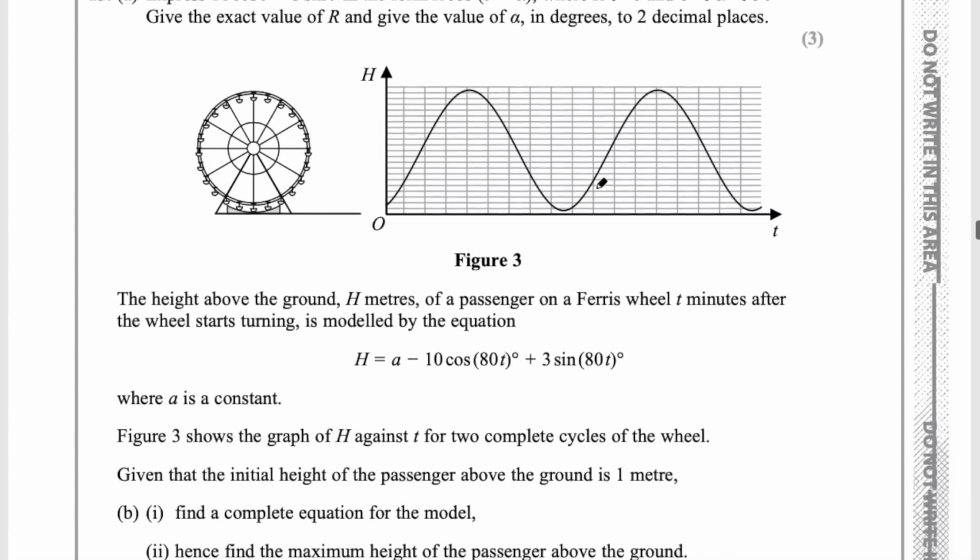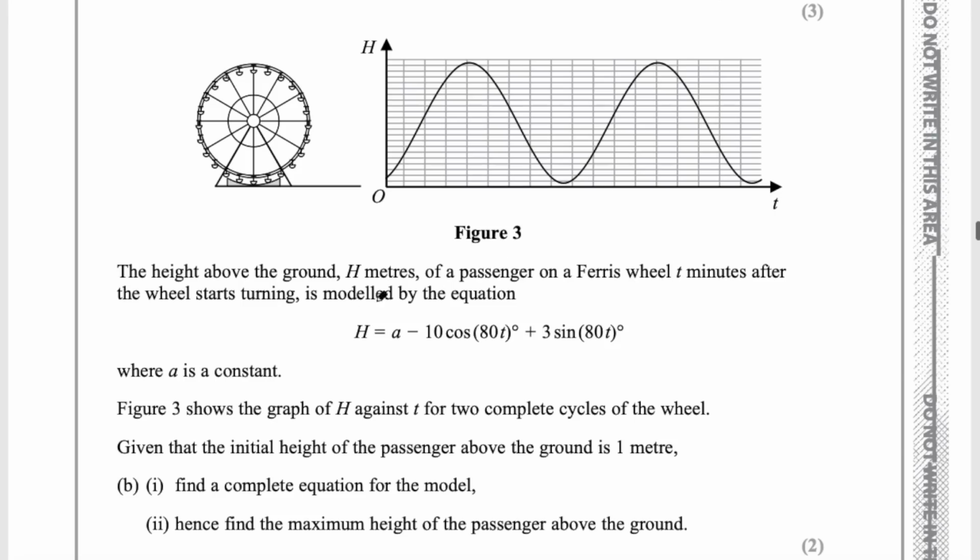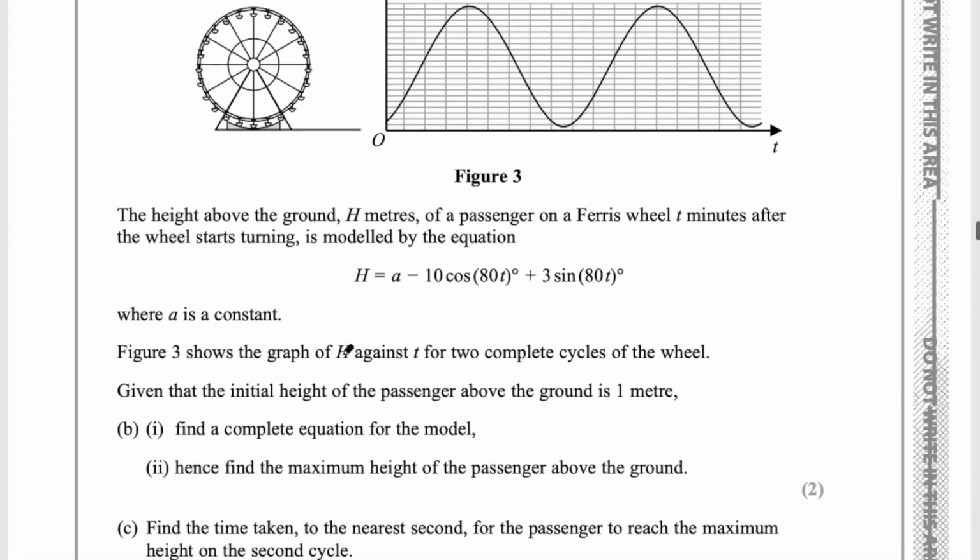Okay, continuing the question. So part B says the height above the ground, h meters, of a passenger on a Ferris wheel t minutes after the wheel starts turning is modeled by the equation h equals a minus 10 cosine 80t plus 3 sine 80t, where a is a constant. Figure 3 shows the graph of h against t for 2 complete cycles of the wheel. Given that the initial height of the passenger above the ground is 1 meter, B part 1 says find a complete equation for the model, and part 2 says hence find the maximum height of the passenger above the ground.